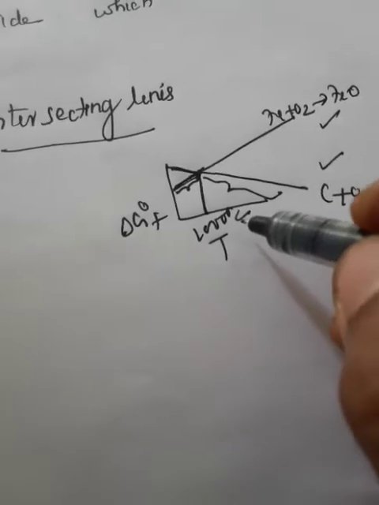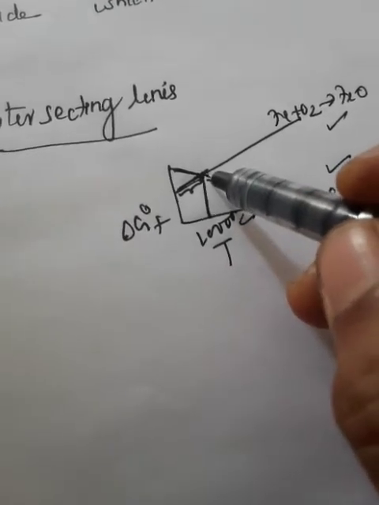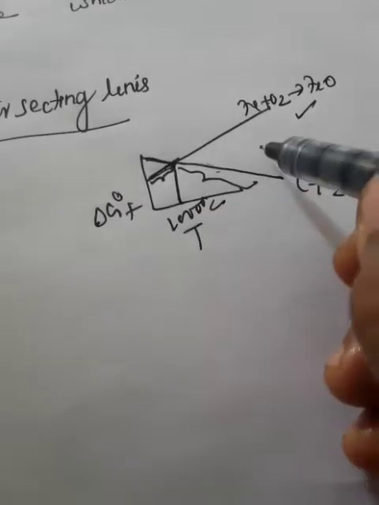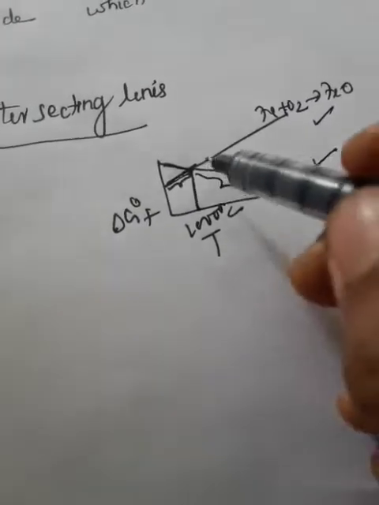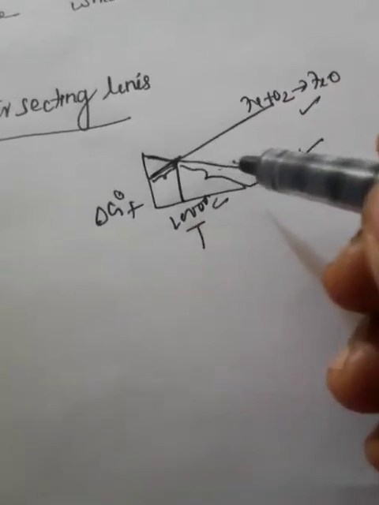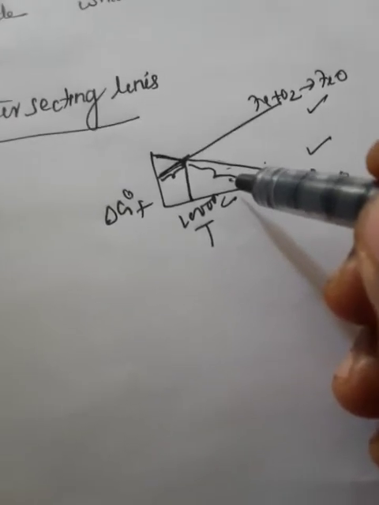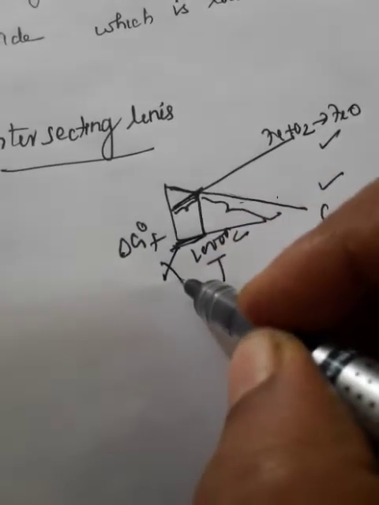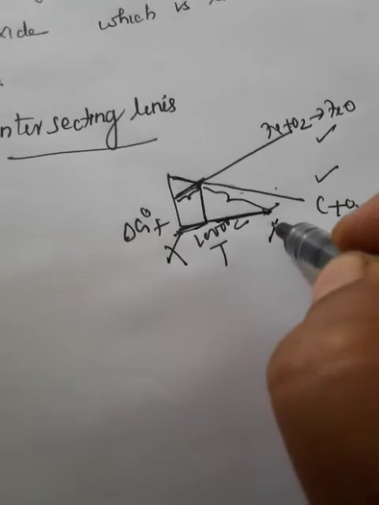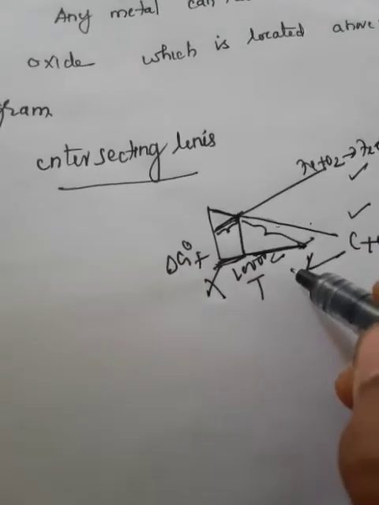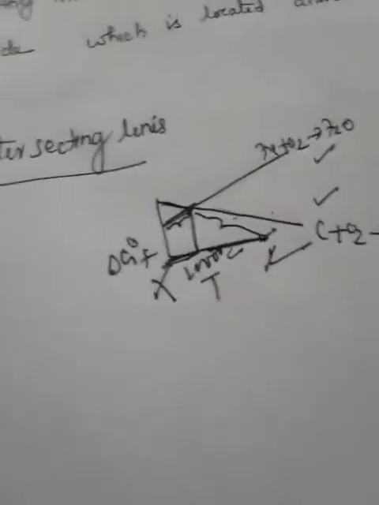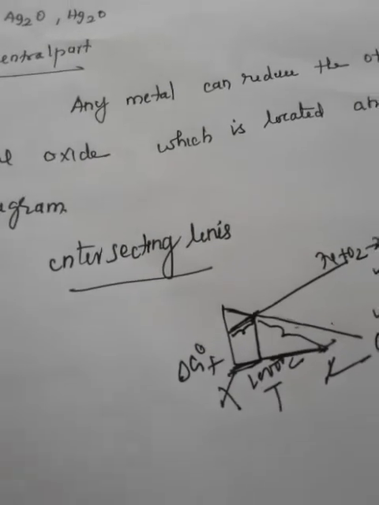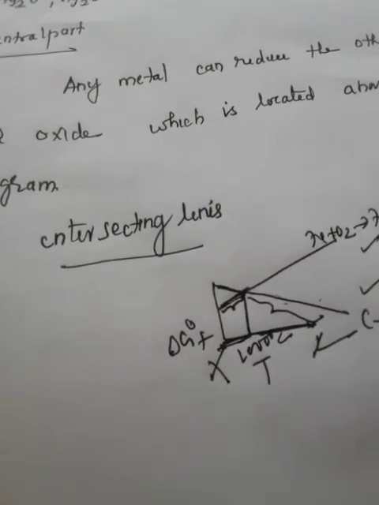So above the temperature, that is apart from 1000 Kelvin, this line comes down. So above 1000 Kelvin, carbon can act as a reducing agent for iron. Not below. Below 1000 Kelvin, it cannot act as a reducing agent. So at this temperature, it is not feasible. Above 1000 Kelvin, it is feasible. This is the important examination point of view. So you have to understand this one.